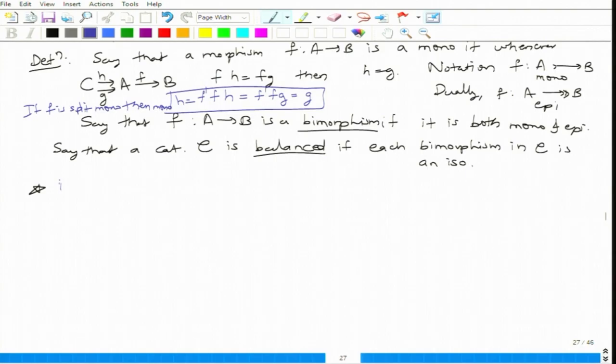So now we can talk about examples. The first one is in the category of sets. So the question is, is every injective morphism a monomorphism? Yes, because injective is split mono and split mono is mono. So injective implies mono. What about the converse? Is every monomorphism an injective morphism?